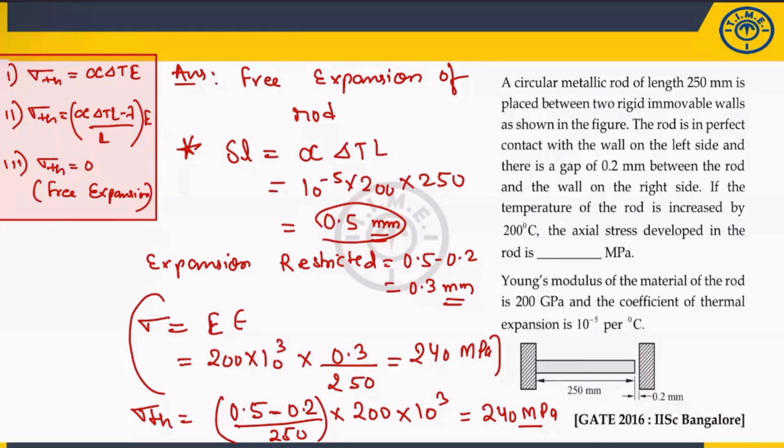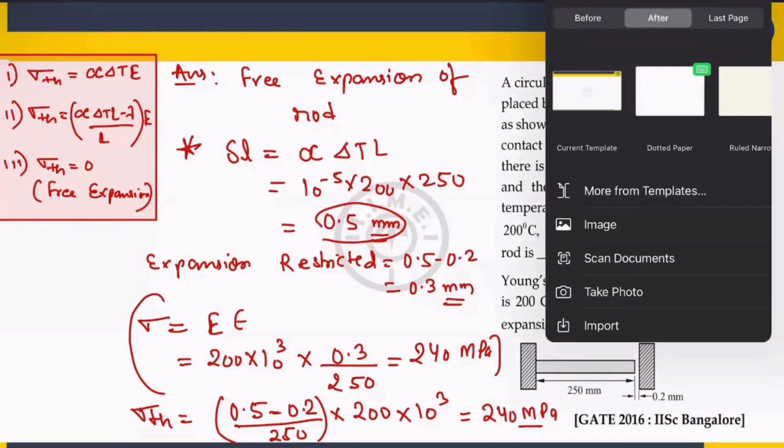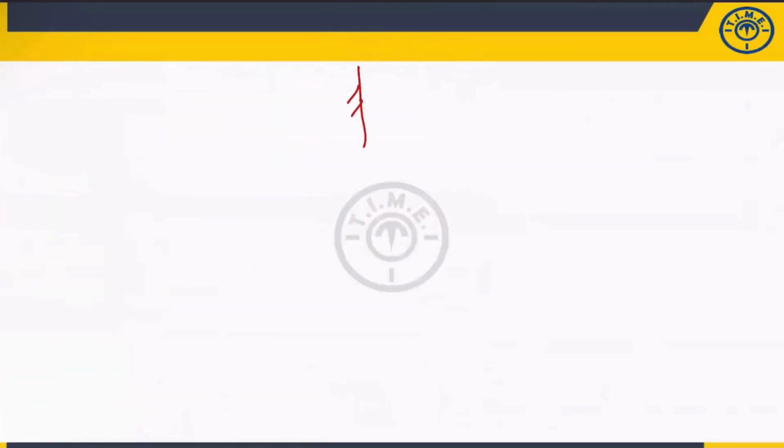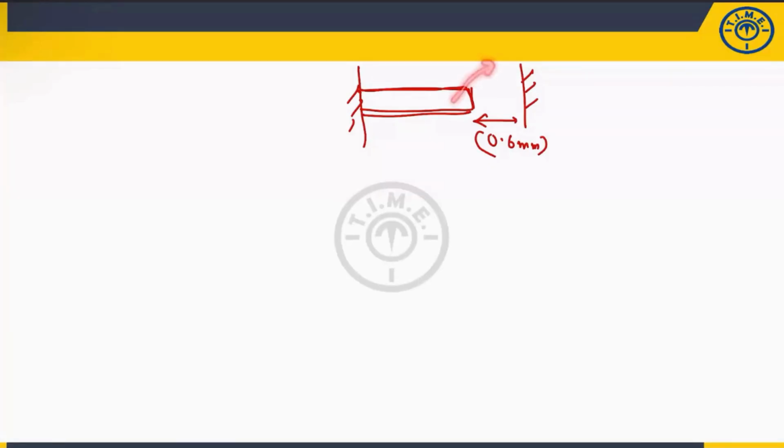For example, if I modify this question, this is the rod and this is the support, and this portion I have given 0.6 mm. Now in this particular case, it will behave as a free expansion. Why? Because if you increase the temperature, the rod will expand till here only, 0.5. So this portion is not coming in contact. So this is nothing but free expansion. It is freely expanding. When there is a restriction, then it will become the second case. Understood? Okay, sir.